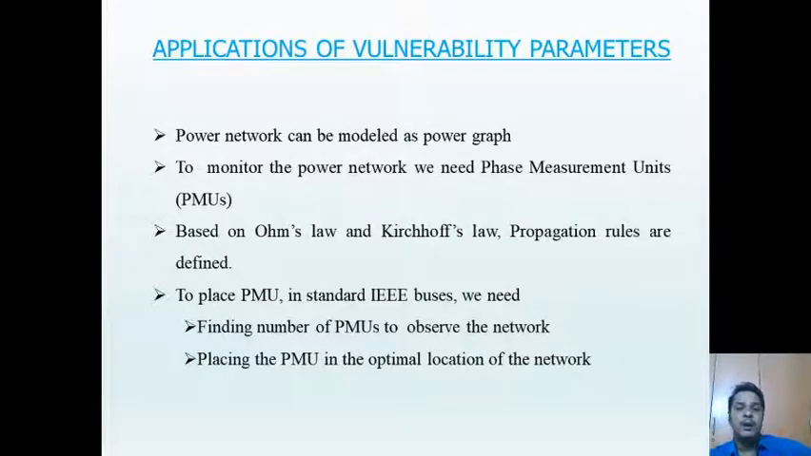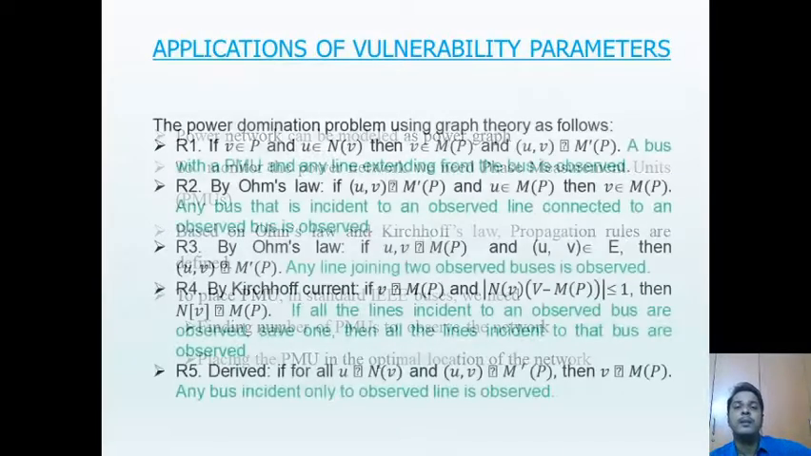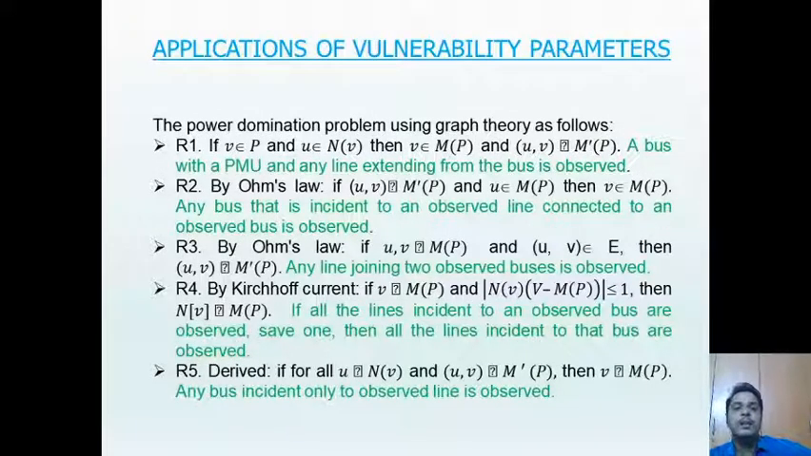Now, how can we apply the power dominating integrity in a power network? First of all, we have to convert the power network into a model, that is a power graph. We have to monitor the power network by using the phase measurement unit, the PMU. Based on Ohm's law and Kirchhoff's laws, propagation rules are defined. To place a PMU, we need to find the number of PMUs needed to observe the network, and placing the PMU is very important.